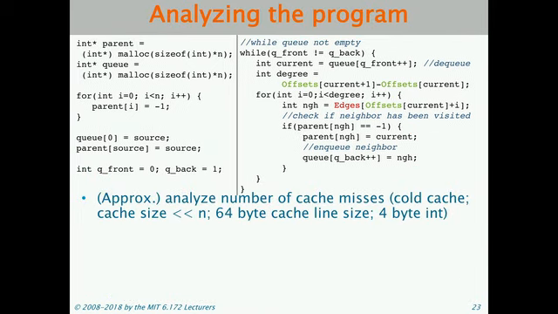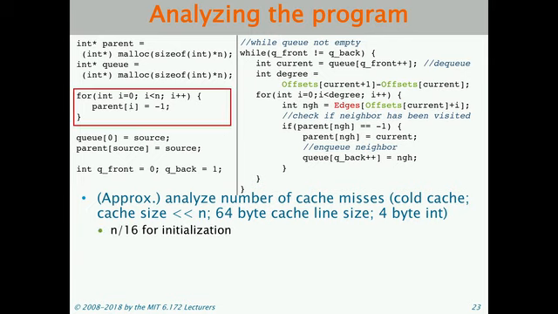So let's do a back of the envelope calculation to figure out how many cache misses we would incur, assuming that we started with a cold cache. We also assume that n is much larger than the size of a cache, so we can't fit any of these arrays into cache. We'll assume that a cache line has 64 bytes and integers are 4 bytes each.